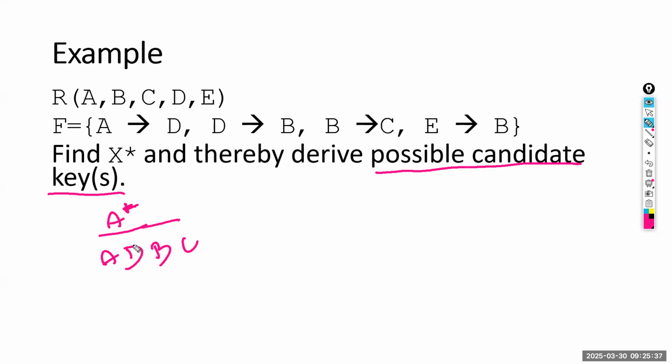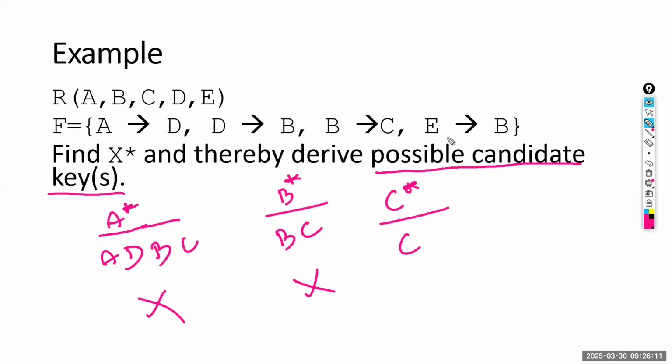So is A a candidate key? No. It is a candidate key if it functionally determines all the attributes, but E is missing. So therefore, A is not a candidate key. Let's take B. B closure. B functionally determines B by reflexivity. Then B determines C. And that's it, because C is not on the left-hand side anywhere. So B is not a candidate key. What about C closure? C determines C. And that's it. C is not a candidate.